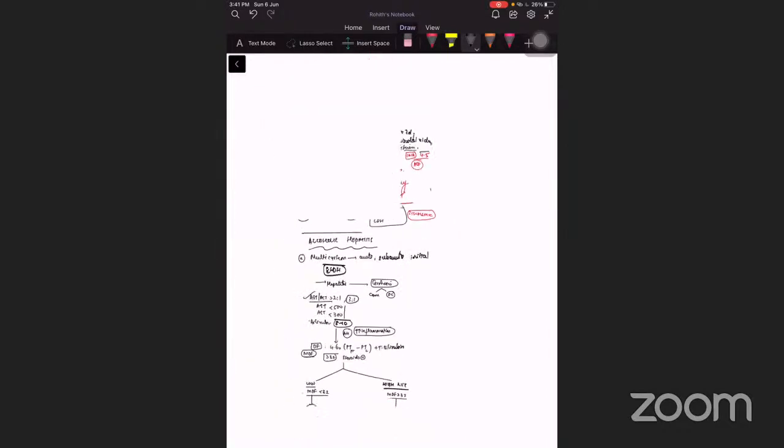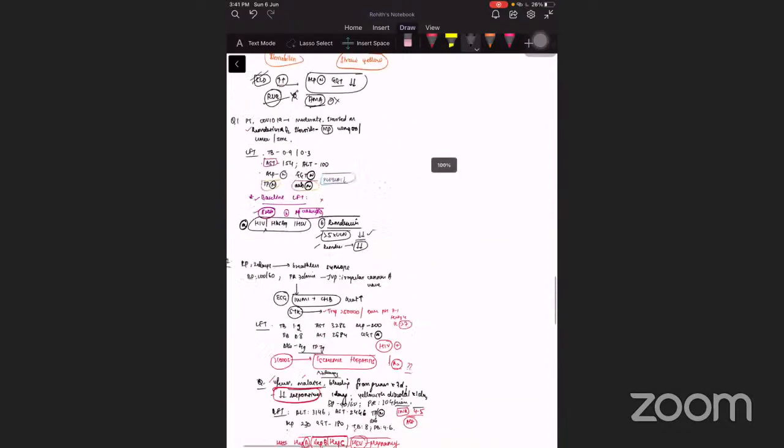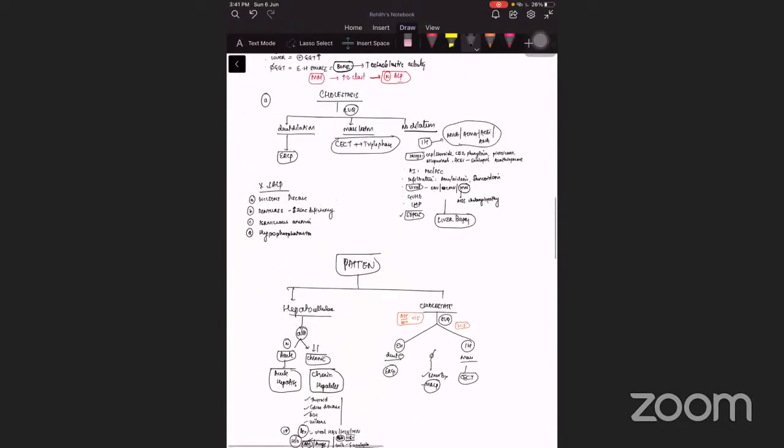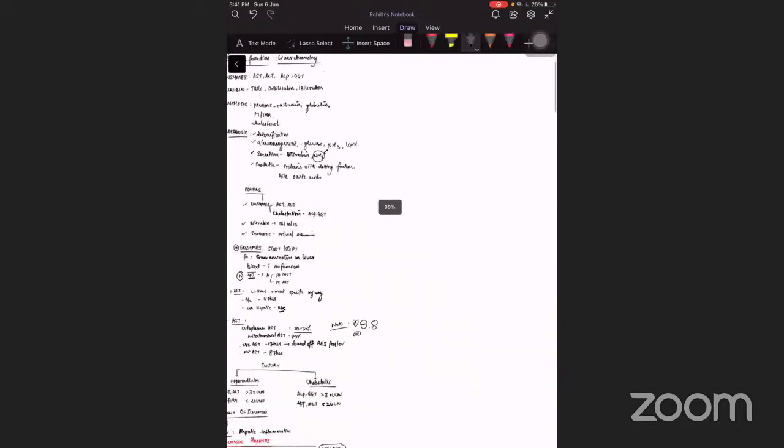Okay, yeah. So this is a simplified way of how you interpret LFT. Some details, we've gone into it a little in detail.